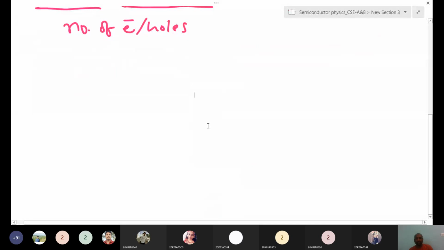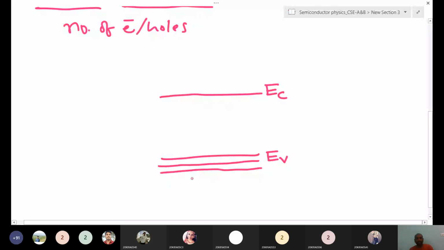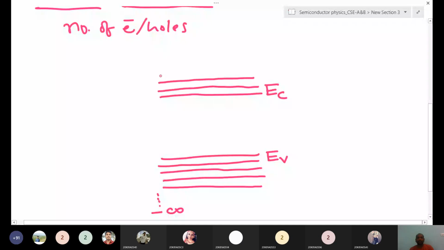So this is the conduction band, with the lowest energy level EC, and this is the valence band, with the highest occupied energy level EV. Here also many states are there, as we have already discussed many times. These states extend up to minus infinity. Here also many available states are there. We don't know how many states there are. These states also extend up to infinity, but for convenience we are taking this as a band. This is the conduction band and this is the valence band.